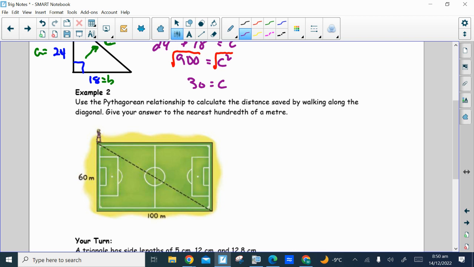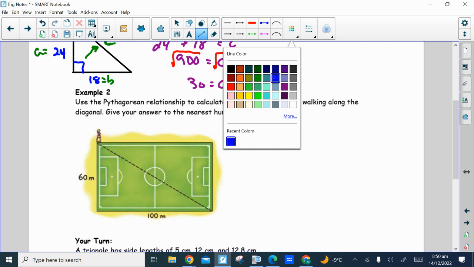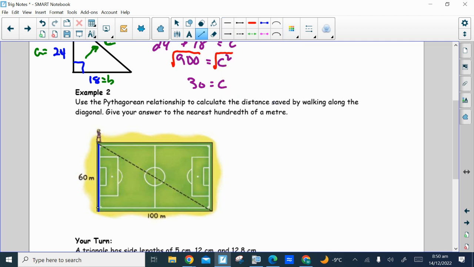It's quicker to walk across the diagonal, shorter. So let's see what that distance is. Again, the diagonal in this case is the hypotenuse. It is the side across from the right angle. So if we kind of put our triangle there, it'll look something like that. And the Pythagorean theorem says that a squared plus b squared equals c squared, where a and b are the two legs of the right triangle. They are the two sides that make the right angle. The hypotenuse, the side across from the right angle, the longest side, is c.